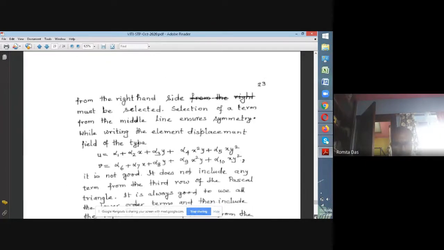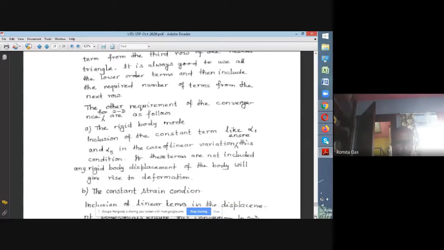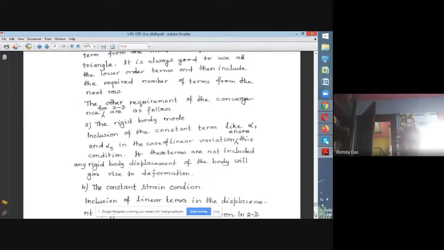So let us talk about rigid body mode. When you are selecting the polynomial, you must ensure that if the body is moving like a rigid body, think of it, you shift a structure from one point to another, you don't have to actually apply any load. To ensure that rigid body mode, you have to make sure the polynomial selection is done properly.